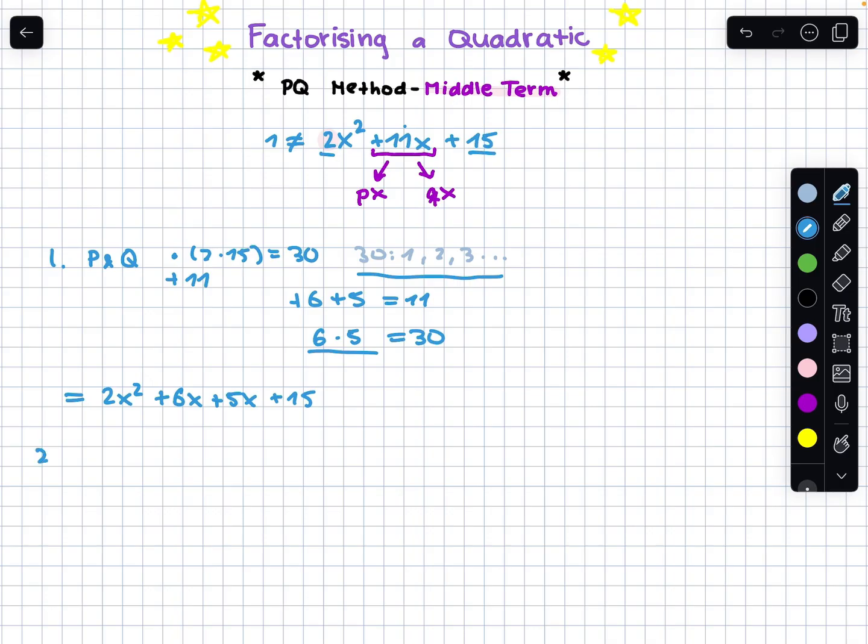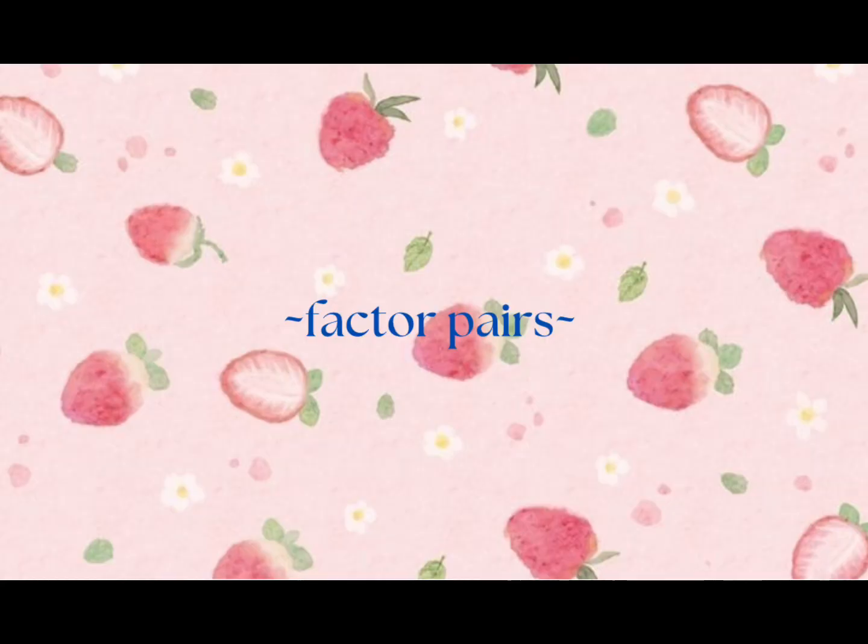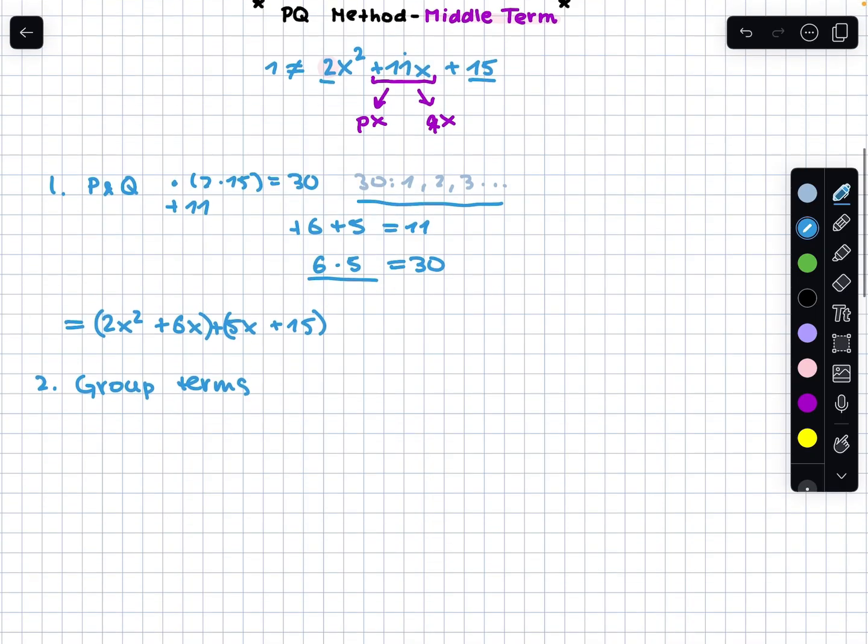The next step is quite simple. All that you're going to do is group the terms together. So put brackets around the first two and around the last two, so they'll be easier to work with. Because in step 3, we will be factoring each pair.